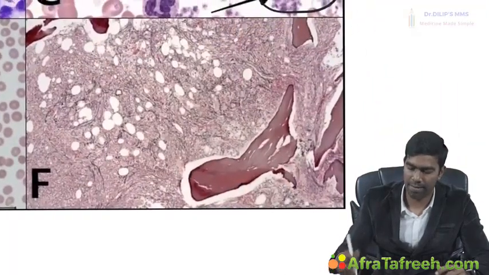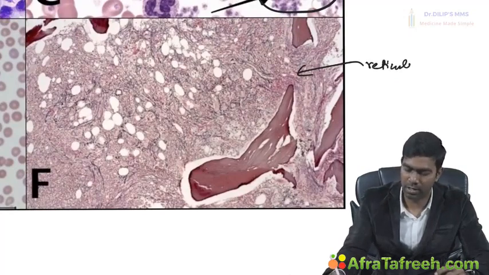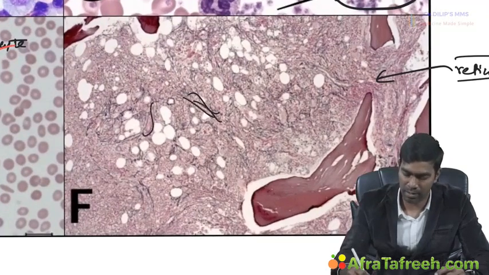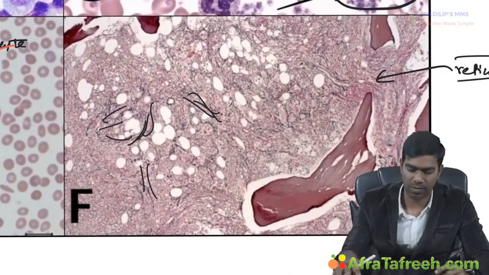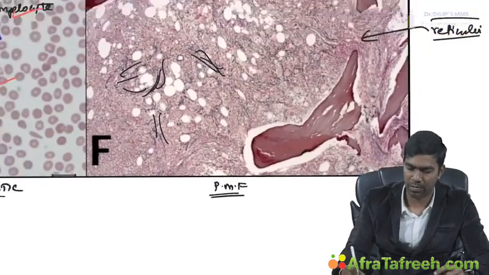Then you can see your reticulin deposition. This is a reticulin stain. You can see these black things over here. These are all fibrosis and reticulin deposition. So if they give you this kind of picture, it typically goes towards primary myelofibrosis.